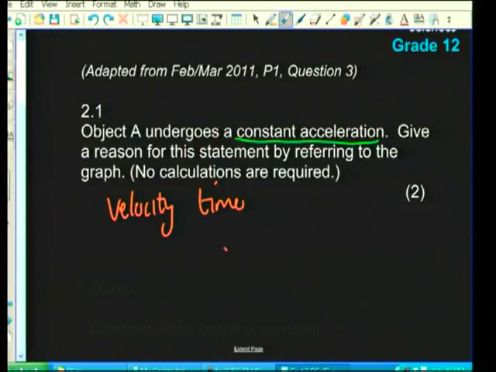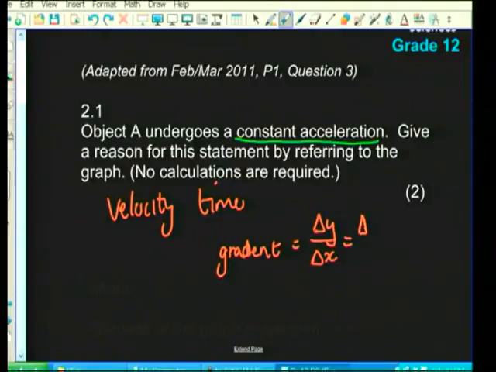Now, let's just consider what gradient means. It is the change in the vertical or the y-axis divided by the change in the x-axis. And for a velocity time graph, velocity is on the y-axis, so that would be change in velocity divided by what's on the x-axis, change in time. And that is exactly the same as acceleration.